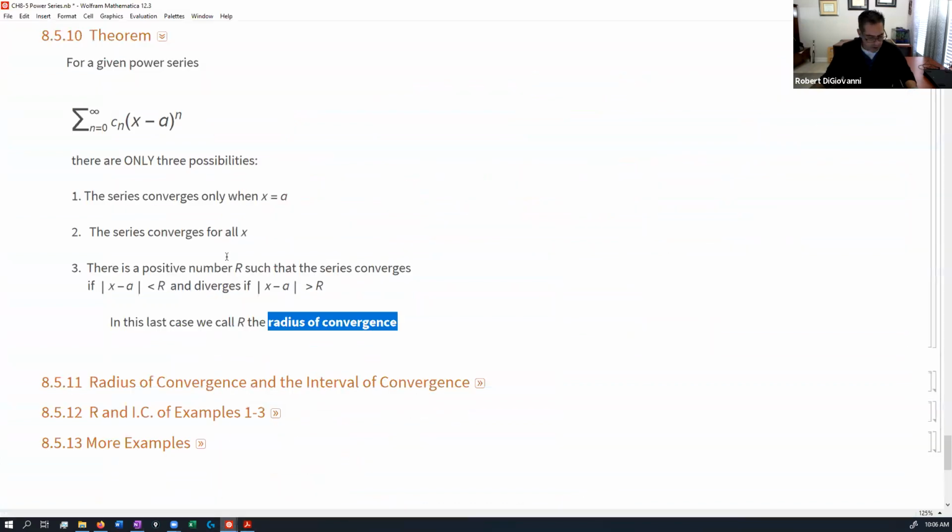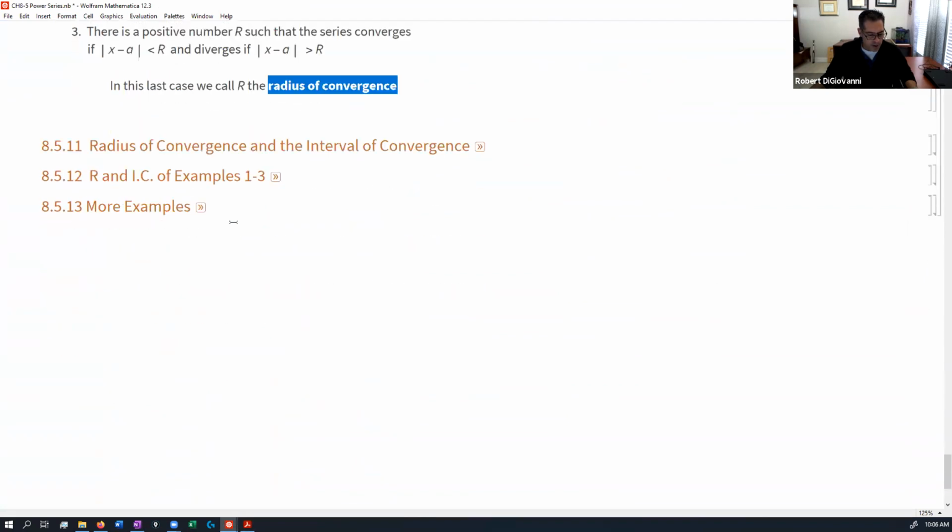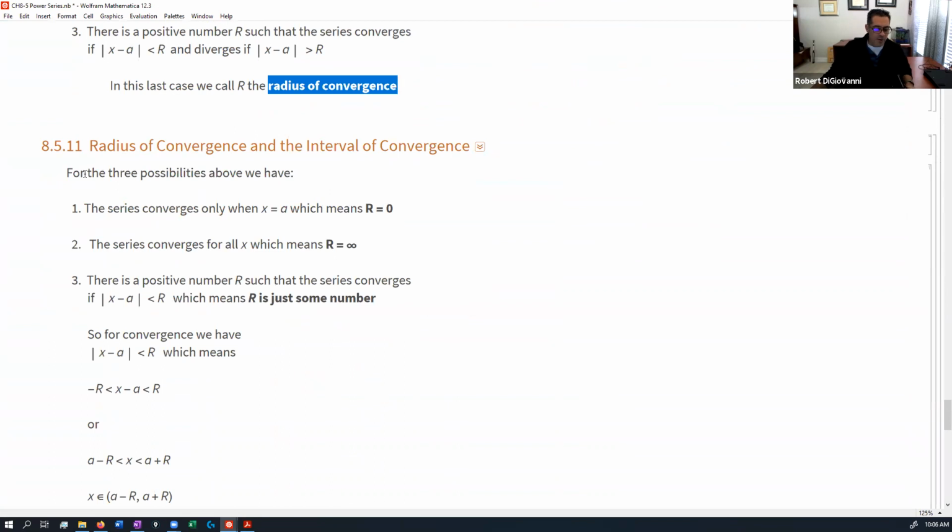All right, continuing. Radius of convergence and interval of convergence. For the 3 possibilities above, we have the following. So if a series only converges at a single point, what's the radius? What would you call the radius if it's a single point? Well, in that case, we say the radius is 0. The radius of convergence is 0.